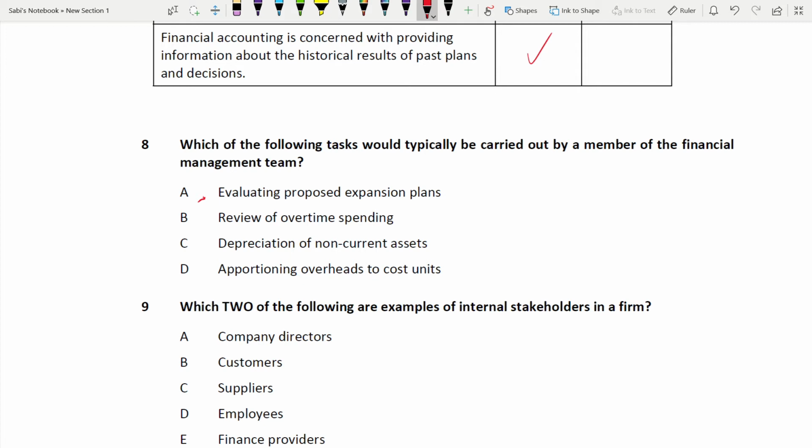B. Review of overtime spending. Overtime spending is something to do with budgets. It is done by management accounting. Okay, so it's not for the financial manager. C. Depreciation of non-current assets. Depreciation of non-current assets is something which is done by the financial accountant. So again, this is not part of the financial management team. D. Apportioning overhead to unit cost. Management accountant. So the correct answer is A.